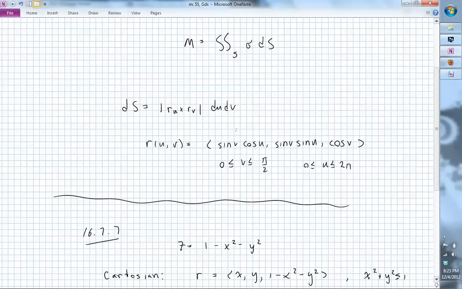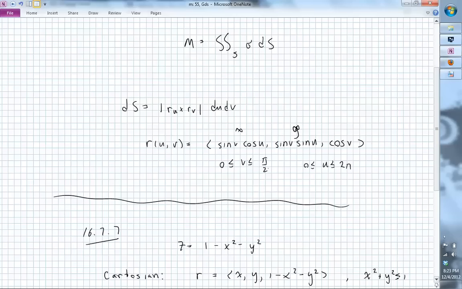So you take this one and this one and this one and drop it in, and x squared gives you sine squared cosine squared, and this gives you sine squared sine squared. And what you're going to get out of that is a Pythagorean identity, and you're just going to end up with sine squared v. And so it won't be as bad as you might suspect. All right.